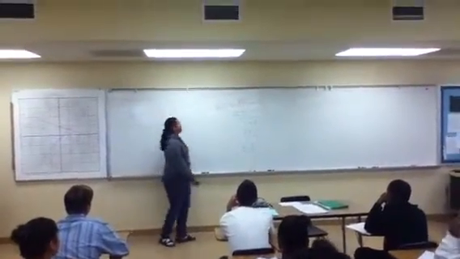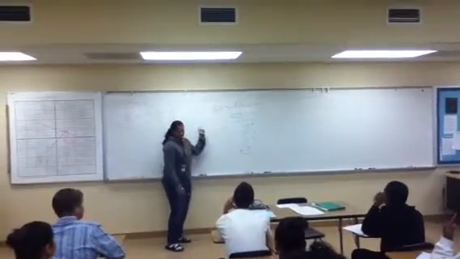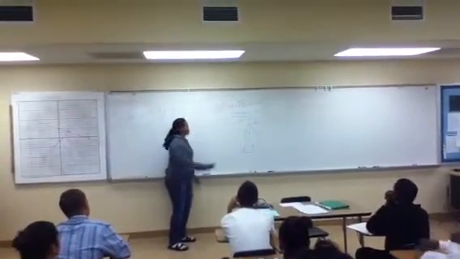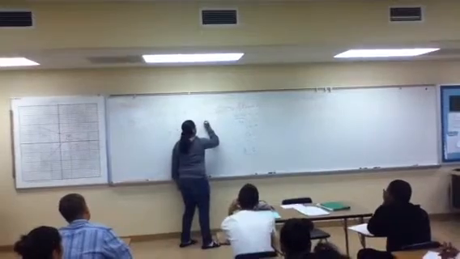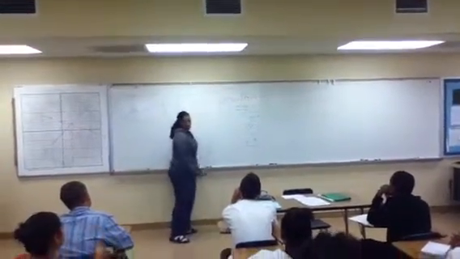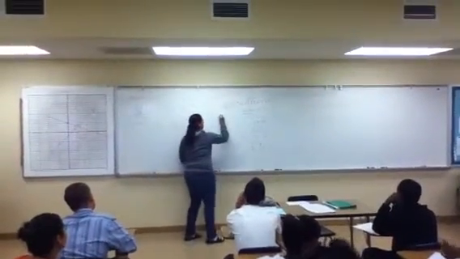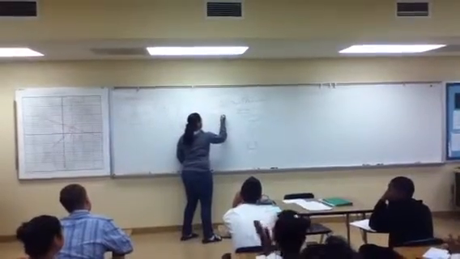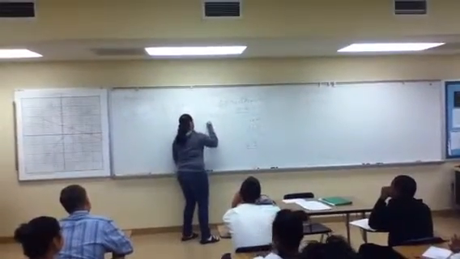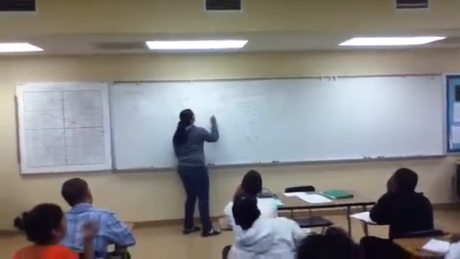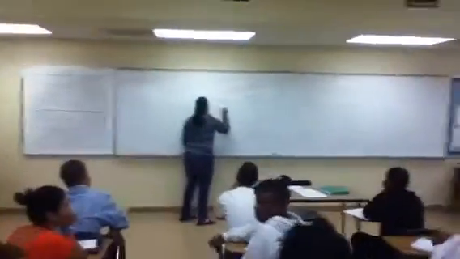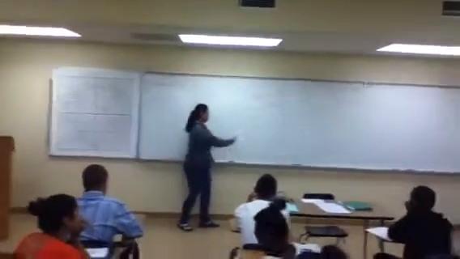What will the equation be? y equals 2 multiplied by 3 minus 2. So then we get 2 times 3 equals 6, minus 2. Then we get y equals 4.